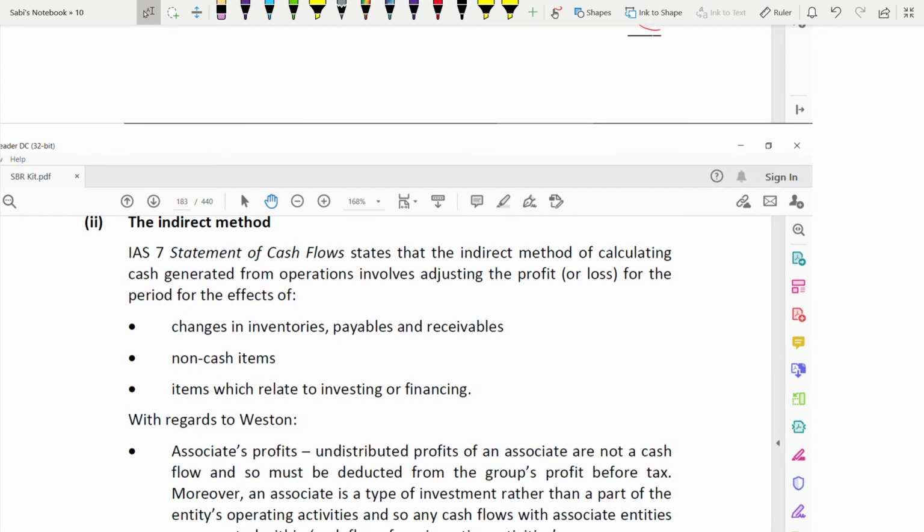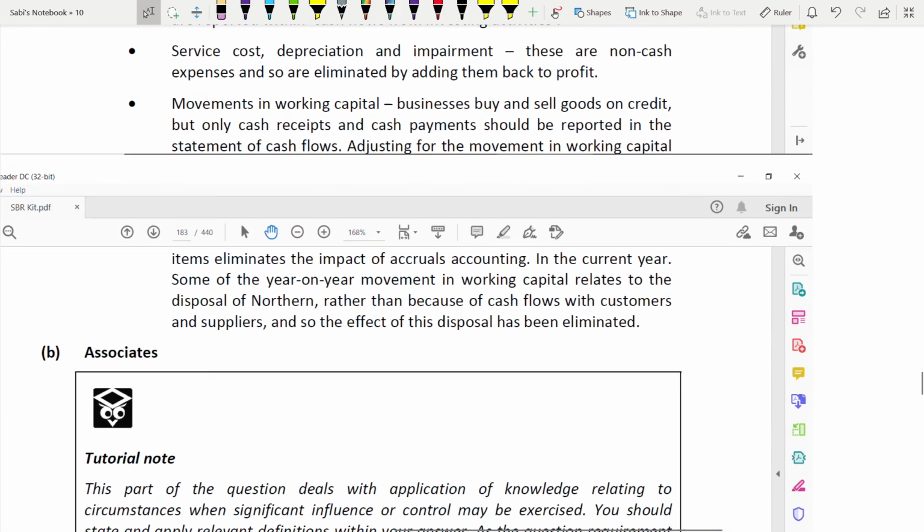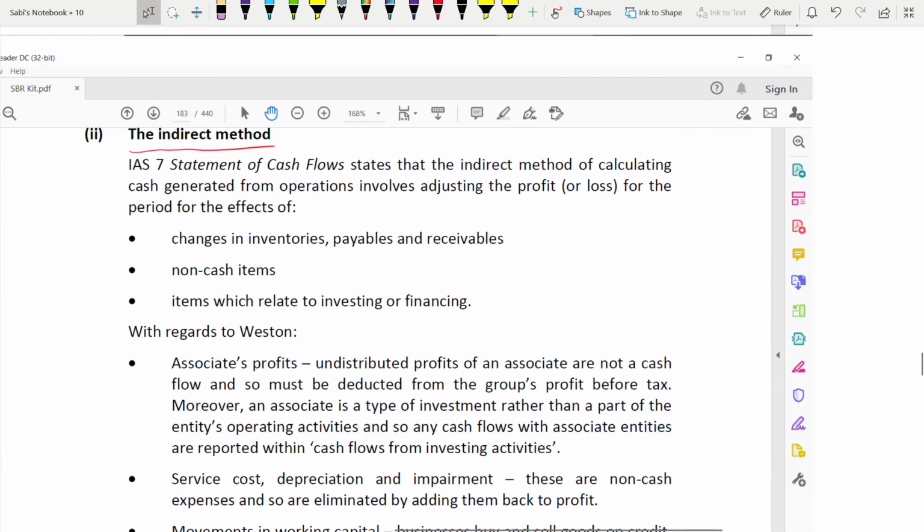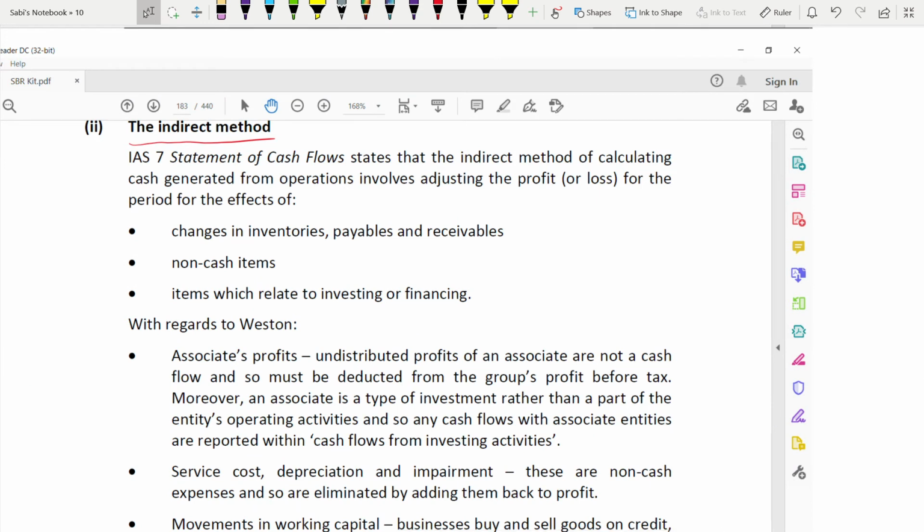Okay, so part B is about indirect method. Here you need to talk, it's more like a discussion, and it's for fewer marks, so you need to write. Now, how do you start? Start with IAS 7. Okay, IAS 7 statement of cash flow states that indirect method of calculating cash generated from operations involves adjusting the profit. So it involves adjusting the profit. This is what you need to write.